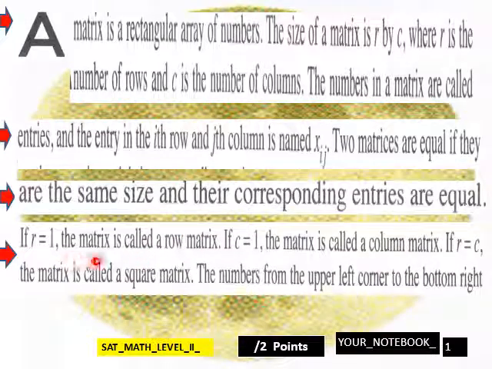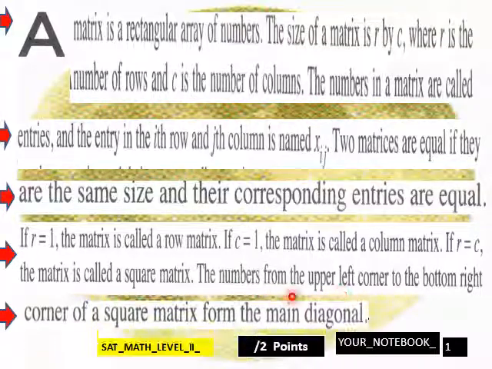If R equals 1, the matrix is called a row matrix. If C equals 1, the matrix is called a column matrix. If R equals C, the matrix is called a square matrix. The numbers from the upper left corner to the bottom right corner of a square matrix form the main diagonal.